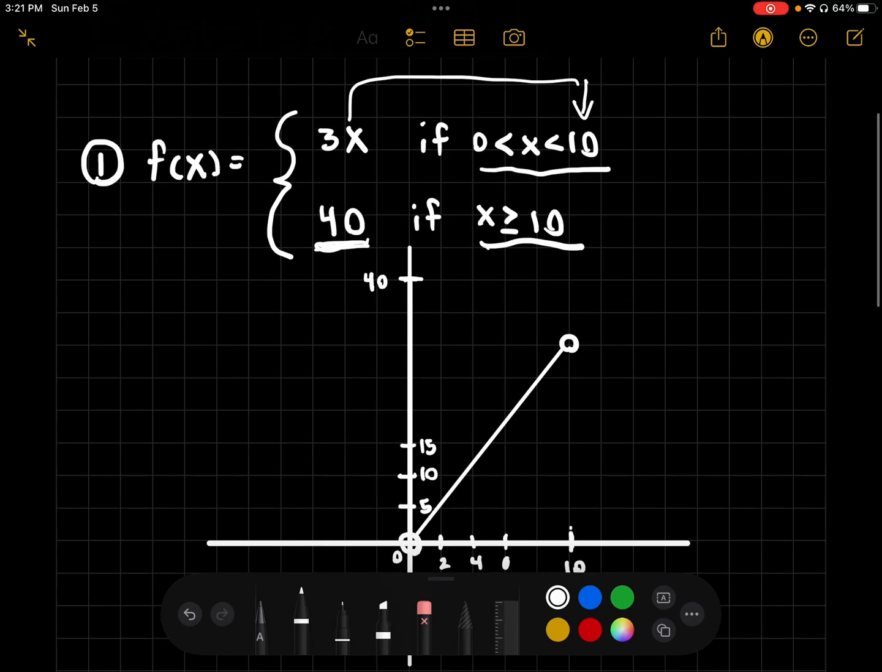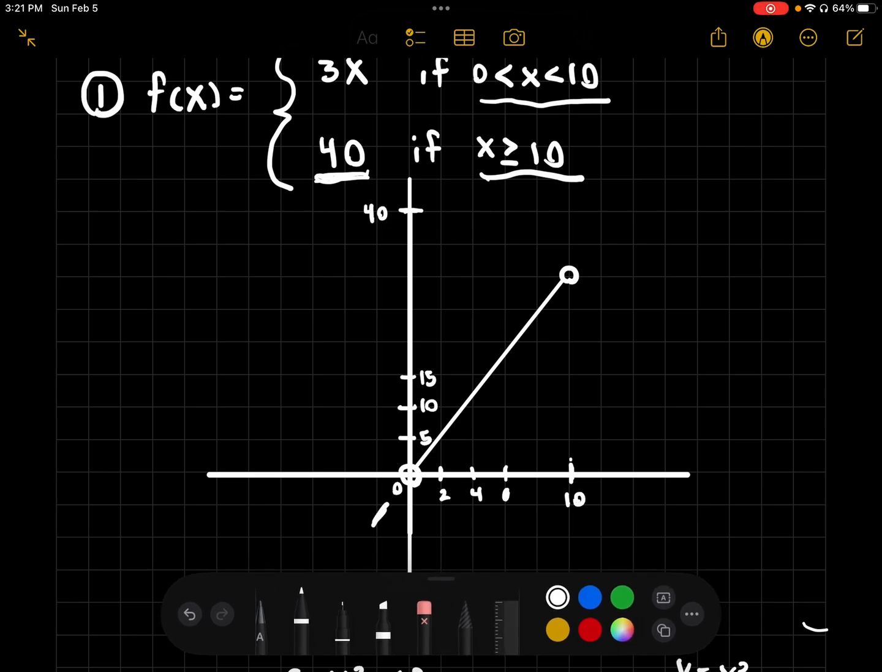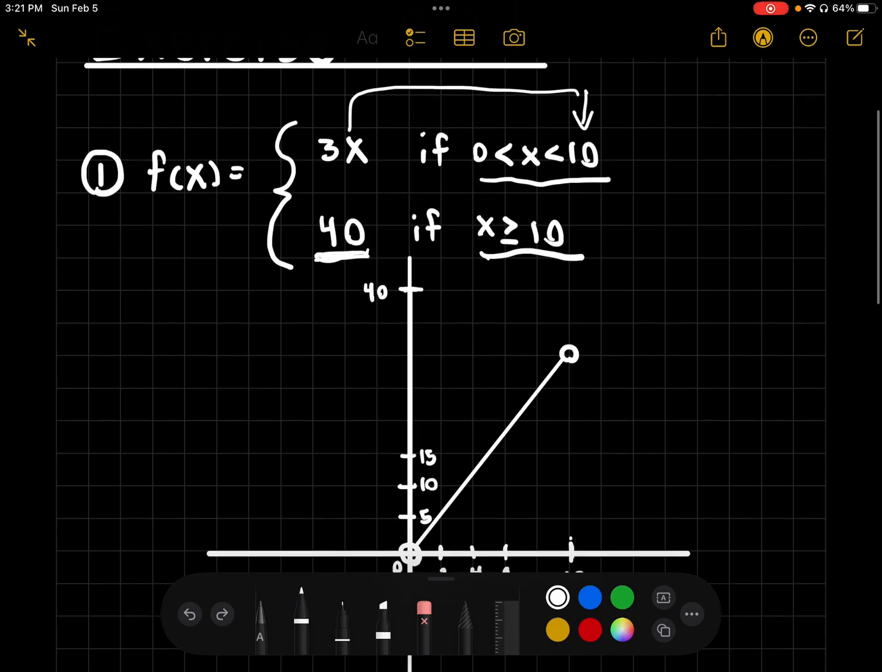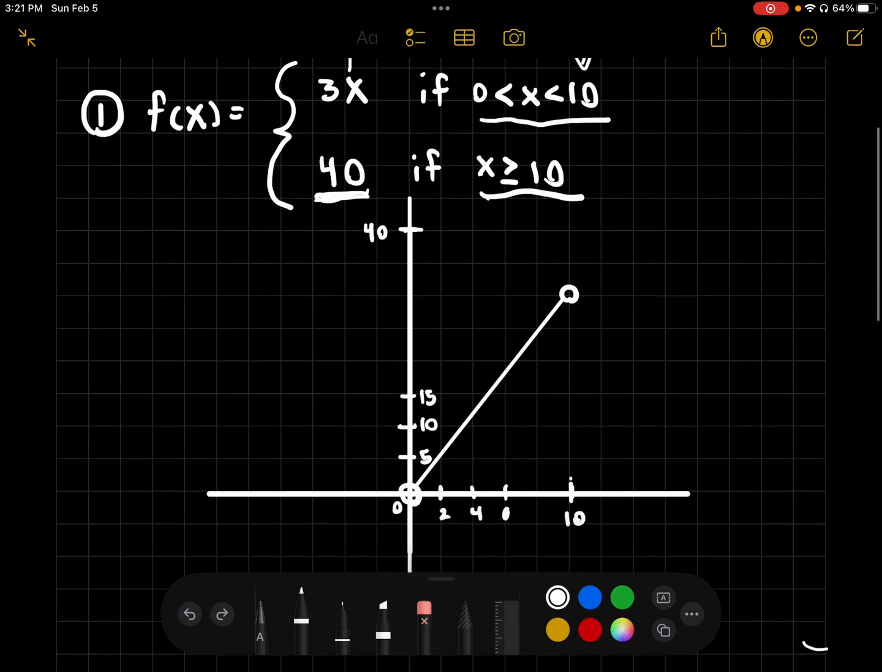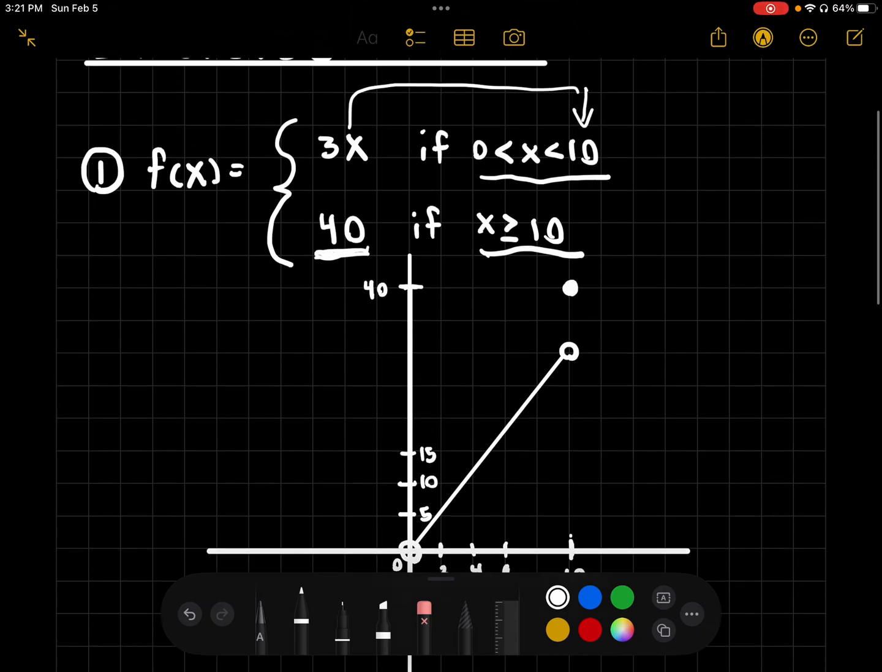So again, notice that I'm only going to draw the graph 3x between 0 and 10, all right? And when I say between 0 and 10, I'm talking about the x coordinates 0 and 10, okay? Now, if you look on the bottom equation, it says y is equal to 40 if x is greater than or equal to 10, all right? So again, notice the 10 is down here. That's where I'm going to begin, and then 40 would be right here. Now it's equal to, so I'm going to put a solid dot, and I'm going to draw everything to the right, because if it's greater than 10, it has to go to the right. So that's what that would look like.